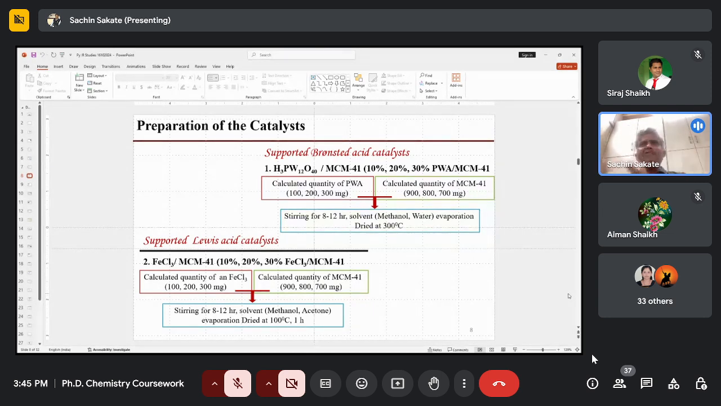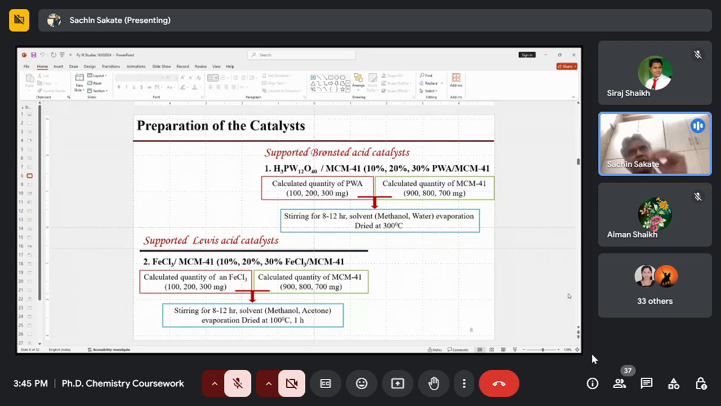This is the supported Lewis acid catalyst. This catalyst also we have prepared in our laboratory in my research work: FeCl3 on MCM41. MCM41 is also prepared in our own laboratory. That I would like to emphasize, because the cost of MCM41 from Aldrich, for 1 gram, you will have to pay 25,000 rupees, which is not possible for every researcher, or for every guide to provide this chemical. So I will suggest you prepare this material in the laboratory.